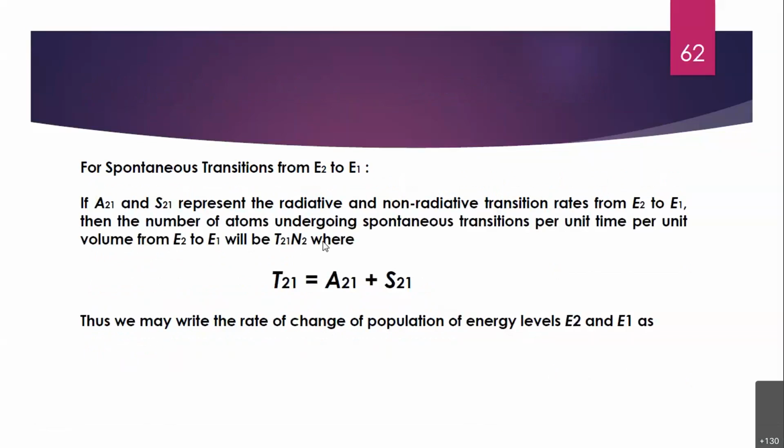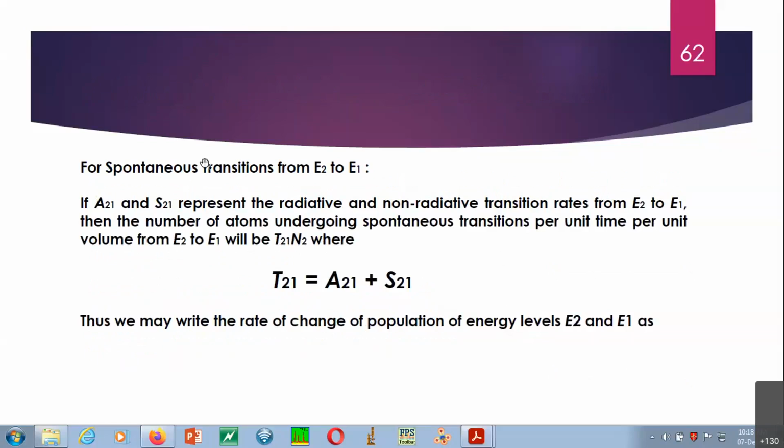So here you see the second process, again for spontaneous transitions. We have discussed this also. T21 is basically the sum of A21 plus S21. Let me remind you one more time. A21 is for the radiative process, S21 for the non-radiative process. Radiative process is the one in which a photon is going to be emitted. S21, the non-radiative process, is one in which a photon is not emitted. The only way is that the amount of energy is exchanged with the surroundings.